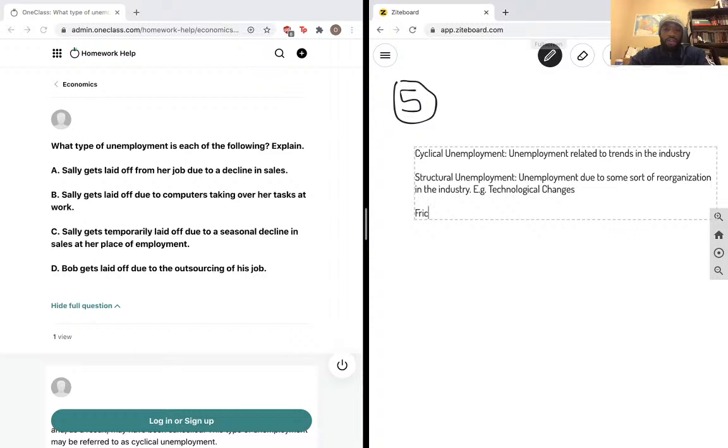Then we have frictional unemployment. This is actually natural unemployment. So these are the people who are looking for jobs or haven't found one yet, or people who are in the process of switching from one job to another.